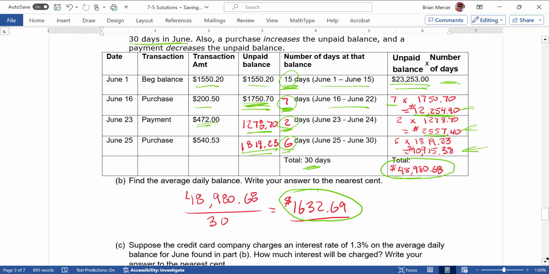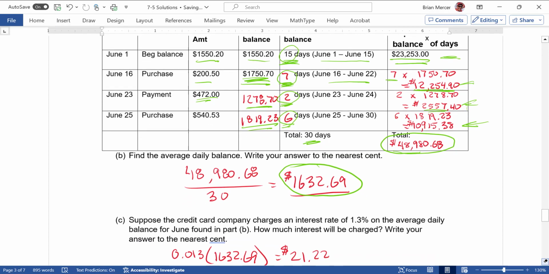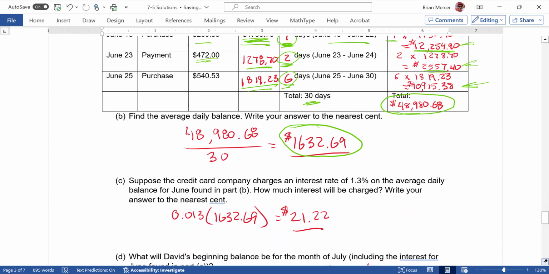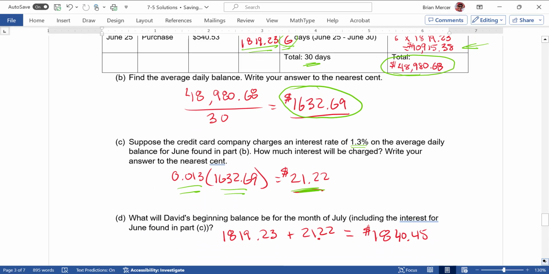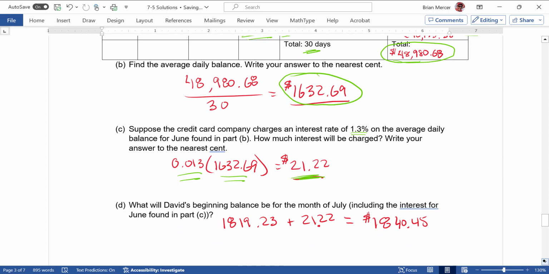And so if the interest was charged on that daily balance, on that average daily balance, then you take 0.013, because that's 1.3% as a decimal, times this 1632, and that gives you 21.22. And so then for the next month, they'll take whatever the previous balance was. So that 1819, that's a mistake people make here often. You got to take that previous balance.